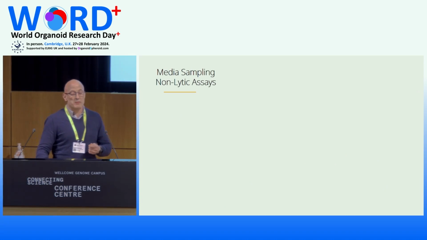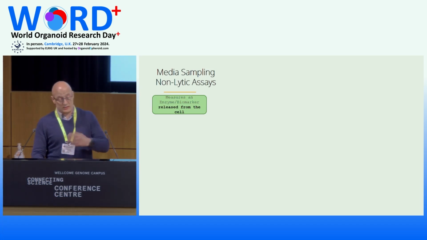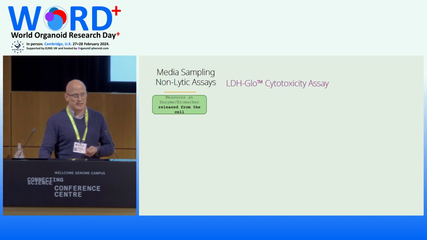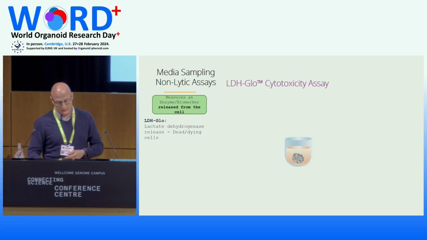So moving on to the media sampling assay. These assays are non-lytic, and they measure an enzyme or biomarker released from the cell into the media. A good example of that is the LDH-Glo cytotoxicity assay, and that measures lactate dehydrogenase released from dying or dead cells.